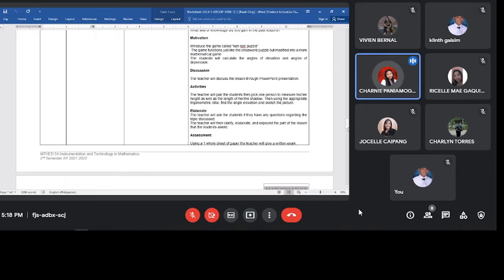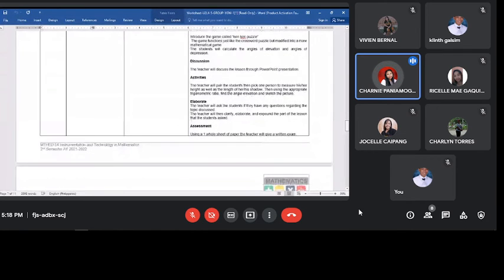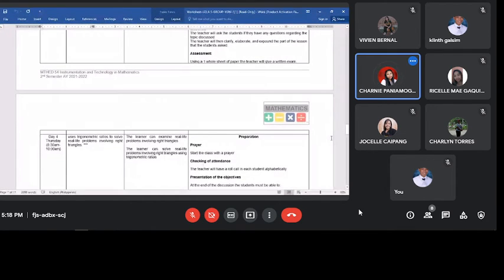Then the teacher will ask the students if they have any questions regarding the topic discussed. The teacher will then clarify, elaborate, and expound the part of the lesson that the students asked about. For the assessment, using one whole sheet of paper, the teacher will give a written exam.